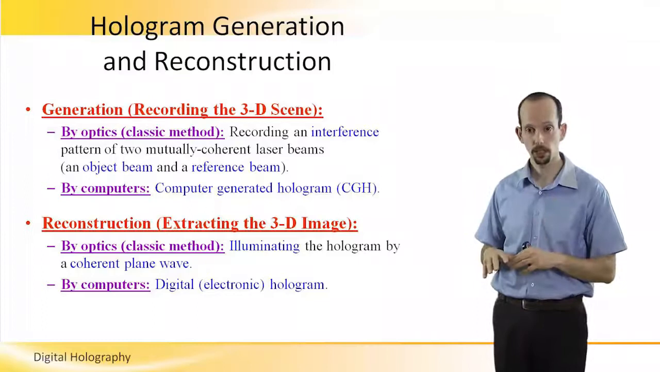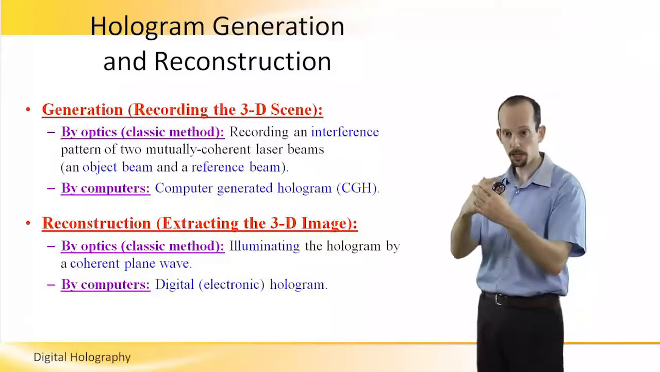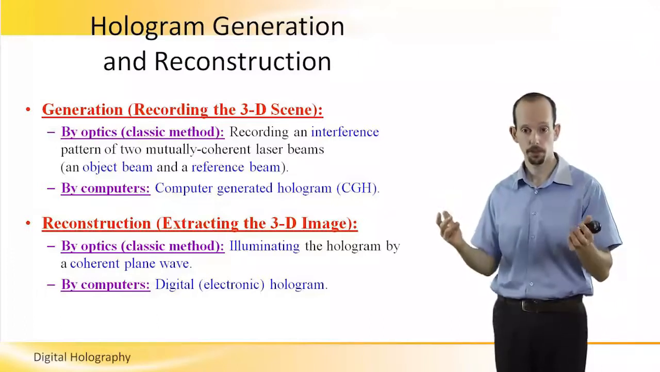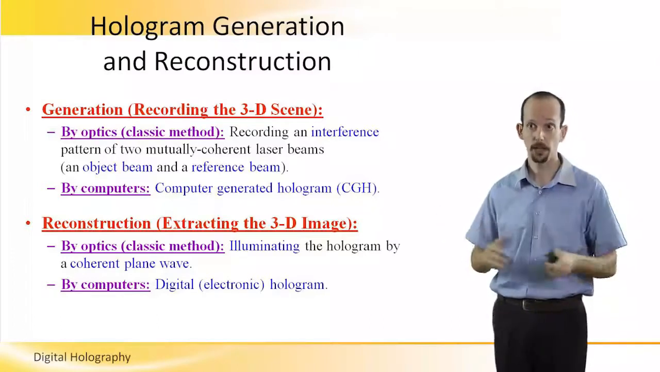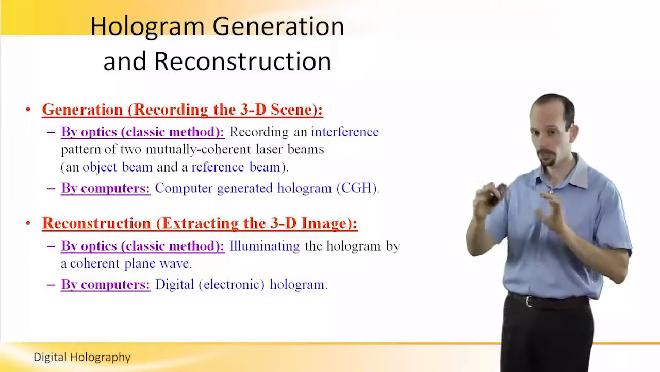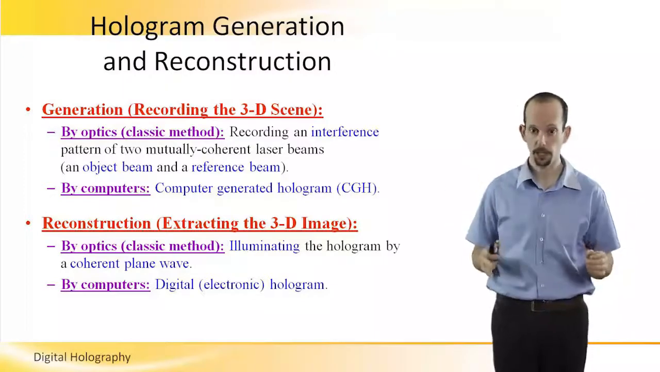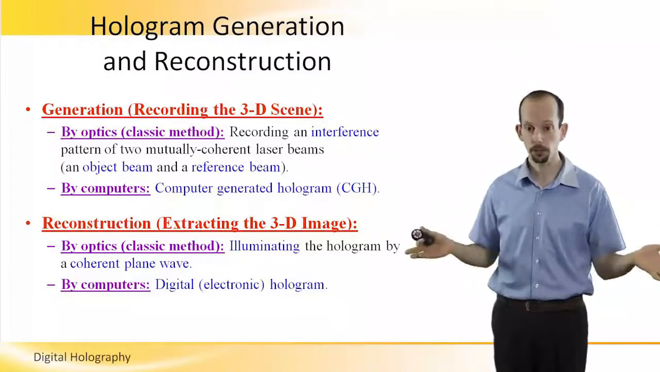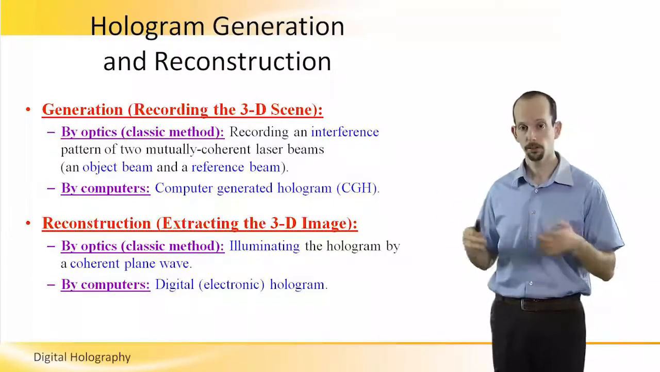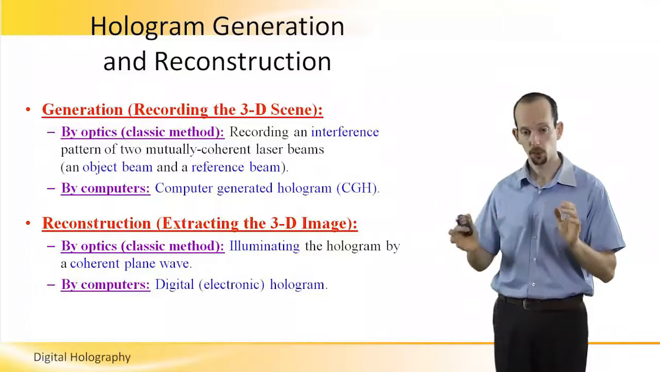The reconstruction, meaning how I visualize or extract the 3D image, can also be done in the classic method by optics. For example, I can illuminate the hologram by the original reference wave in order to create this 3D image floating in air. It might be behind the hologram plane or in front of the hologram plane. And it can be done by computers, which is called digital or electronic hologram, for which I'm using a digital camera instead of a photographic film.